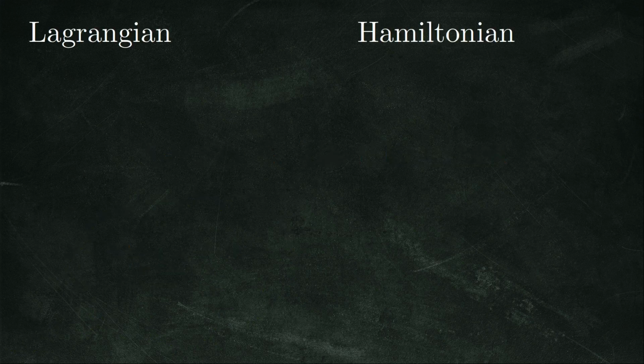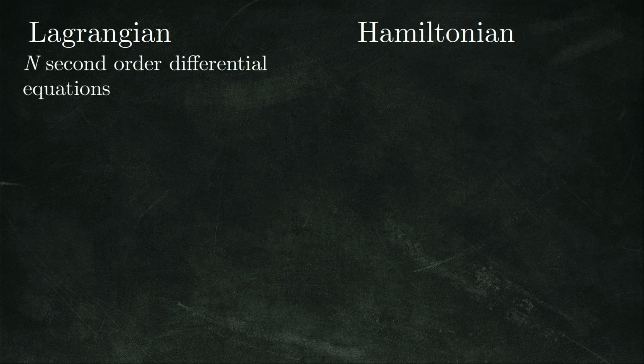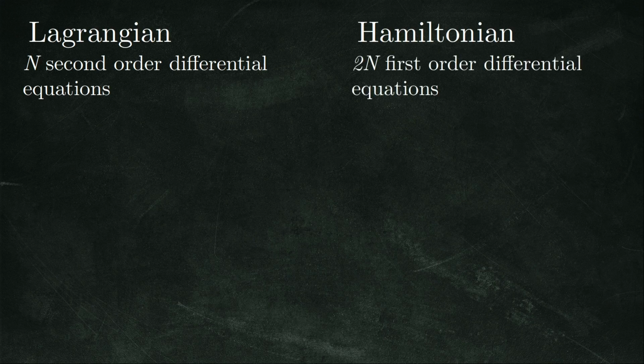The key difference between Lagrangian and Hamiltonian mechanics is that the Lagrangian uses second-order differential equations. So for each generalized coordinate, there is a single second-order differential equation coming from the Euler-Lagrange equation. For the Hamiltonian, for each generalized coordinate, there are two first-order differential equations, and these are Hamilton's equations, and we'll see them at the end of the video.